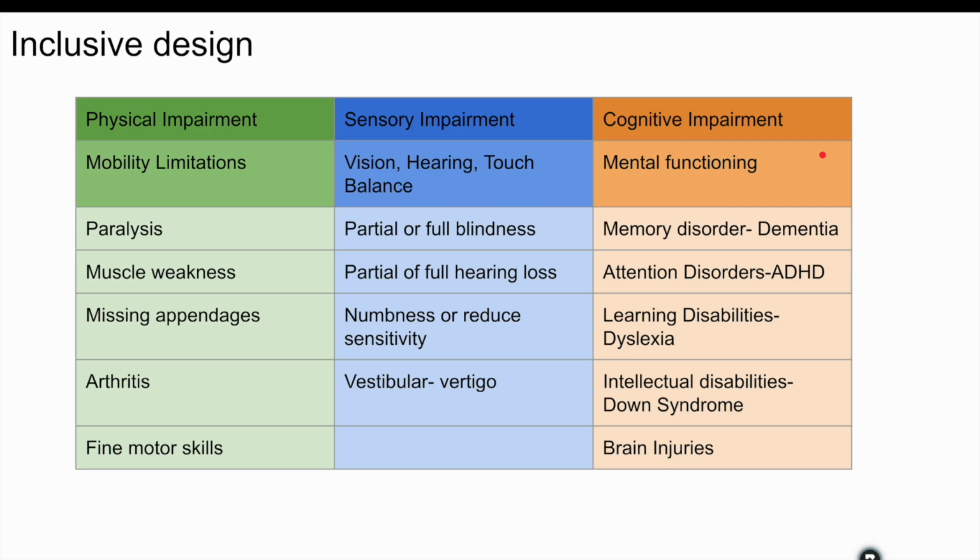You might have cognitive impairment for a lot of different reasons. So this would be mental functioning. For instance, you might have a memory disorder, like an older person might have dementia. You might have attention disorders like ADHD. You might have learning disabilities like dyslexia. If all the signage, for instance, emergency exits, are all in words, maybe somebody with dyslexia might not be able to read those words. So it's better to have a visual explanation of exit signs. You might have intellectual disabilities like Down syndrome, or somebody might have a brain injury.